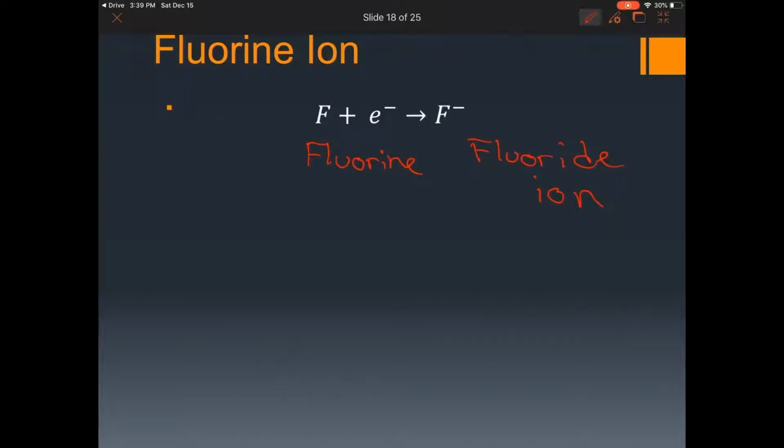Okay, so this says that fluorine is gaining 1 electron. Well, fluorine starts with 9 electrons. If we're adding 1 electron, that means we're going to have 10 electrons in the ion. So, if we have 10 electrons and 9 protons, that means we're going to have 1 more electron than protons, because 10 minus 9 is 1, and the number for electrons is bigger than protons.